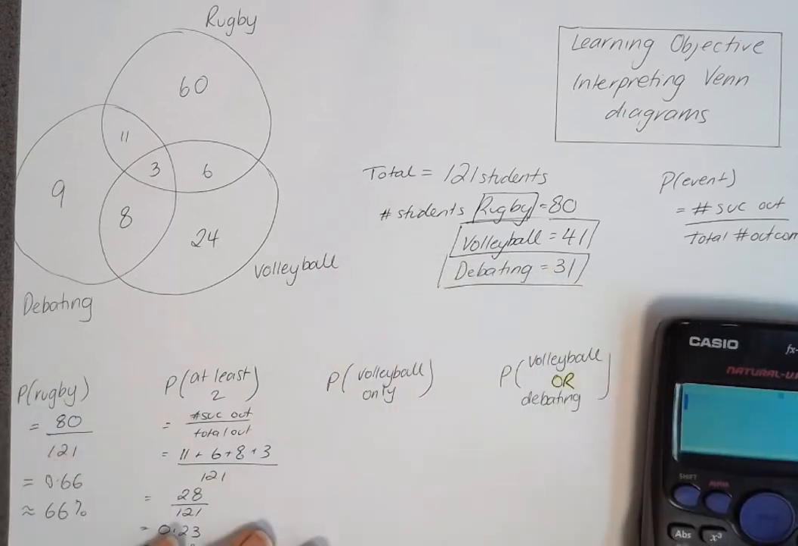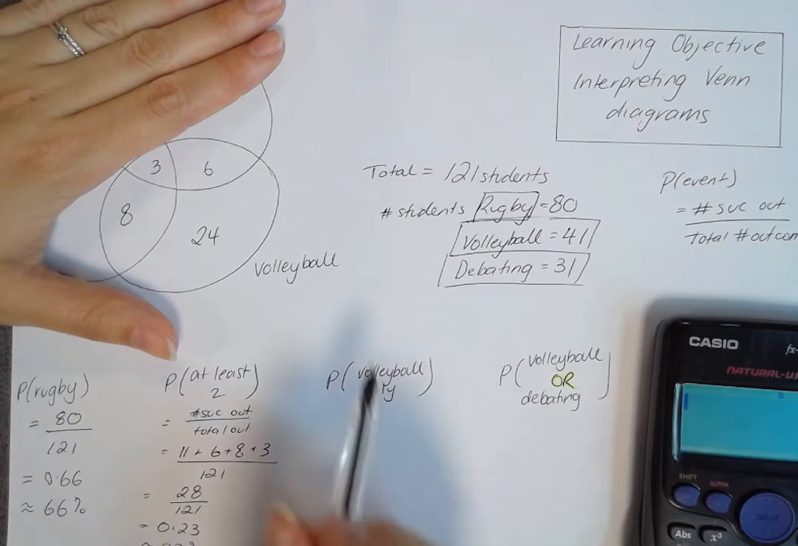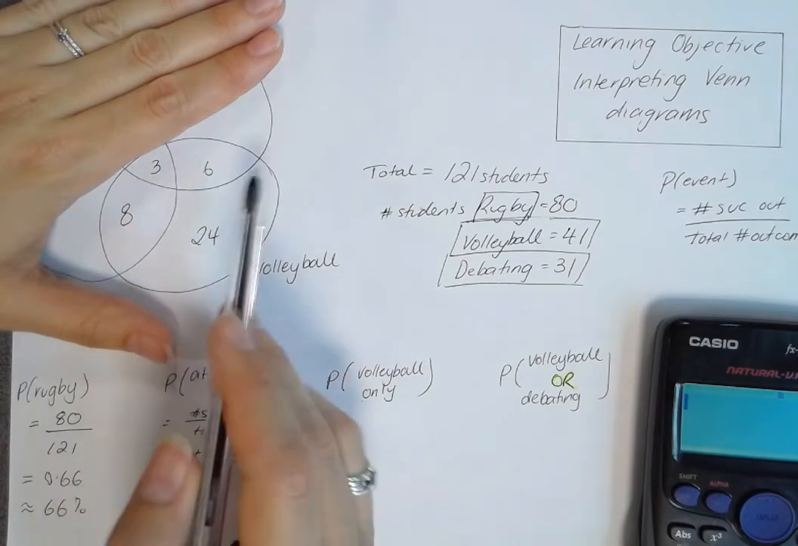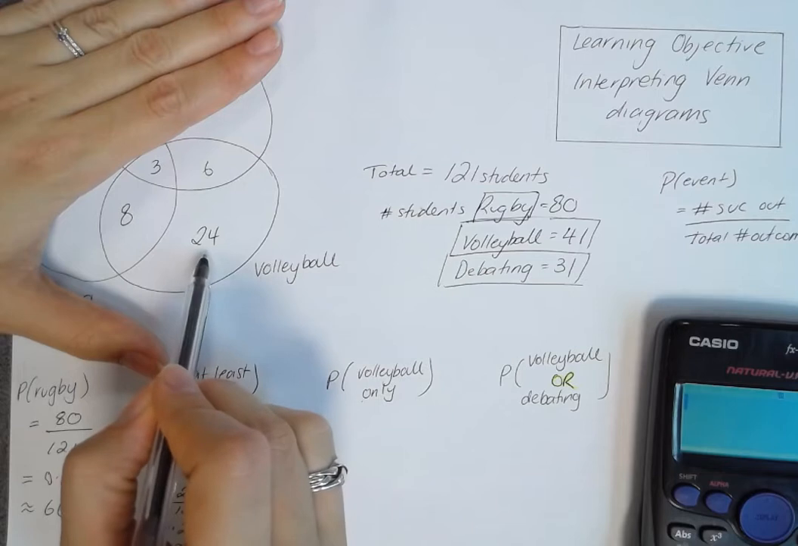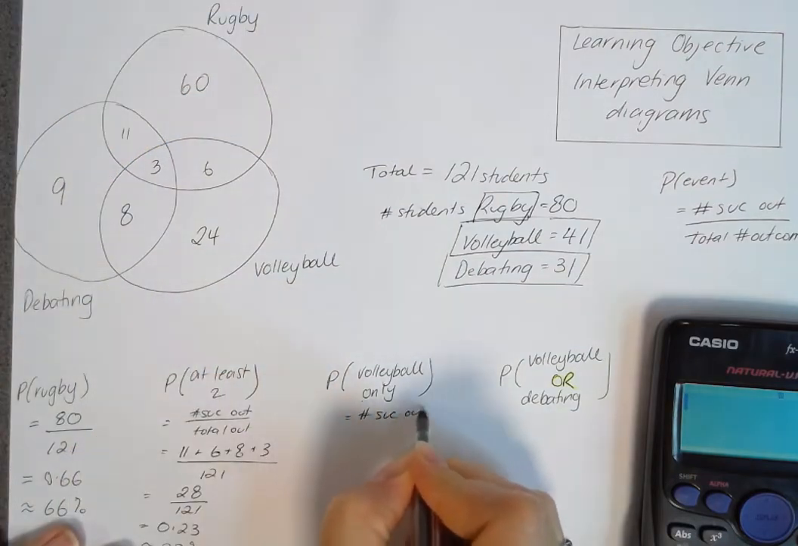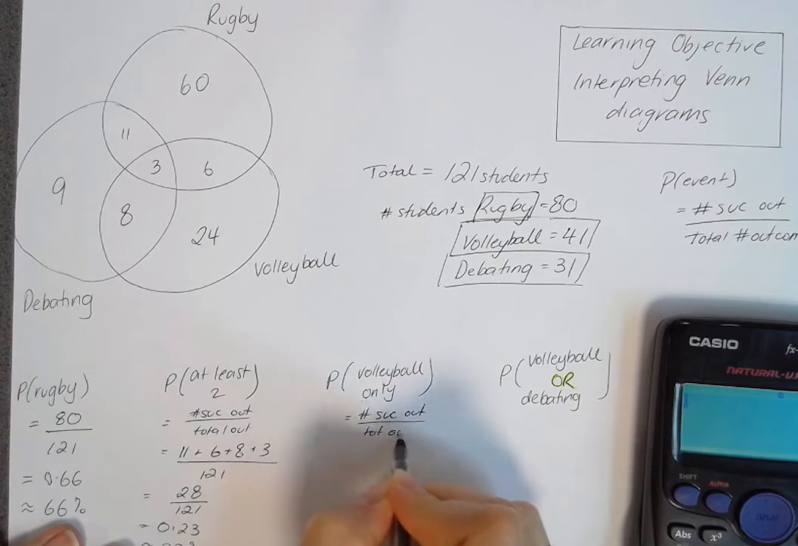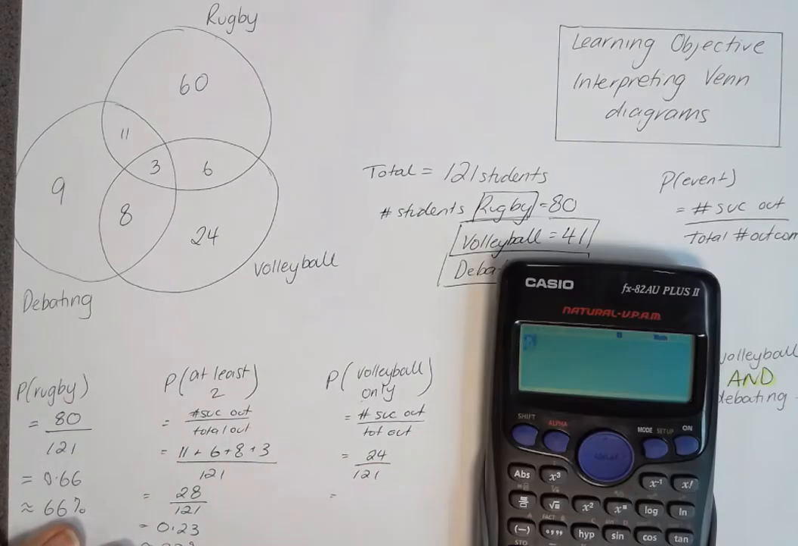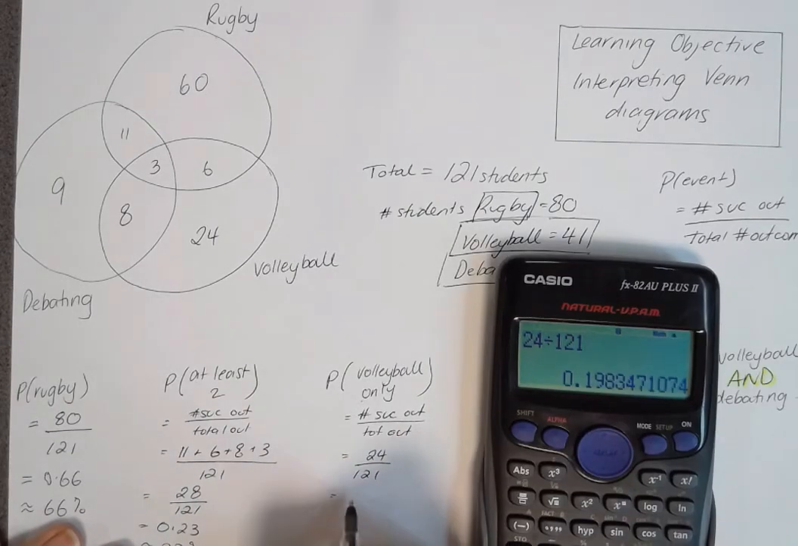Okay, let's keep going. Volleyball only. So here's our volleyball circle, but you can see these kids actually fit into other categories. They did other things. So these are the only children who did volleyball only. So our number of successful outcomes divided by our total outcomes will equal just these kids. 24 out of the total 121. 24 divided by 121 is 0.2, which is approximately 20%.